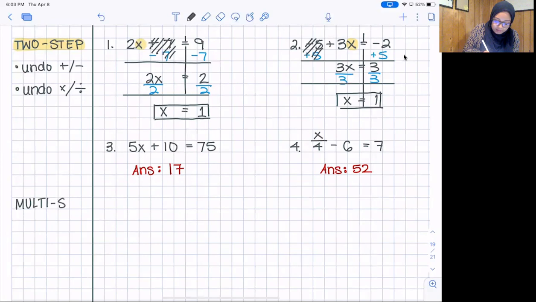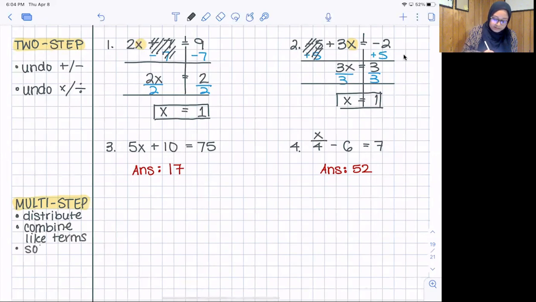What does that mean? Multi-step means we are going to have to do more than two steps to solve each equation. Okay. Now I want you guys to write down a couple of things. When we have multi-step equations, the first thing we want to do is distribute. Use the distributive property if we need to. Sometimes we don't need to use it. And the second thing we do is combine like terms if we need to. Sometimes we don't have to use it. Okay. And then we just solve the rest of the equation like a two-step or a one-step, depending on what it looks like.